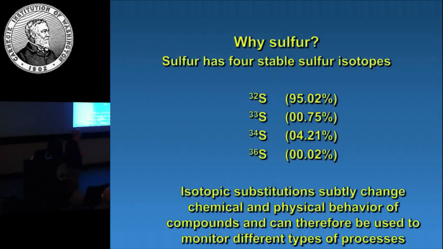You may wonder, okay, why do we have interest in sulfur and specifically in sulfur isotopes? And the reason we have interest is because it can give us information about processes that occur. And the way that we get that information is through slight chemical and physical variations in the properties of substances and materials that are related to the substitution of different isotopic, different masses of sulfur into substances.